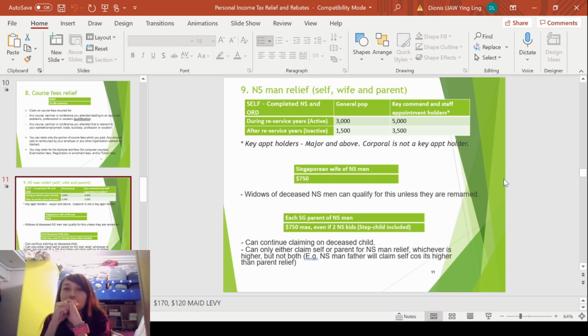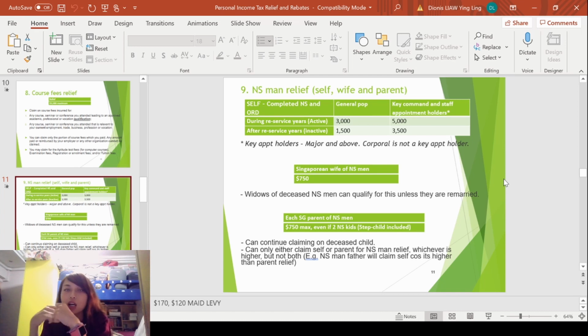So even after this NS-Man dies, the widows can continue to claim for this NS-Man relief unless they remarry someone else. Okay. Then for each parent of this NS-Man, you can claim $750. So for example, I have a brother that serves NS, then my parents can claim $750 each. Even if they had 2 NS kids, they also can claim $750 each only. So even when the child dies, like for example the Aloysius Pang incident, the parent can continue claiming this NS-Man relief on the deceased child.